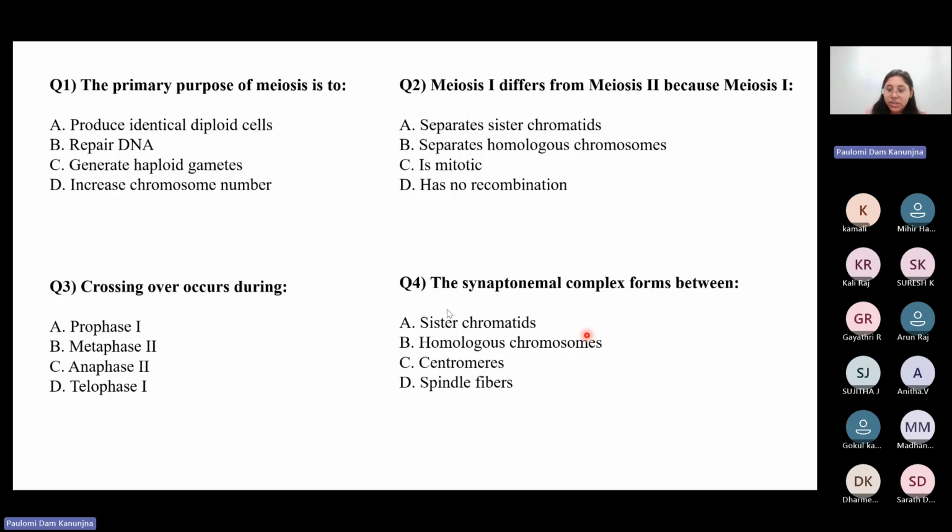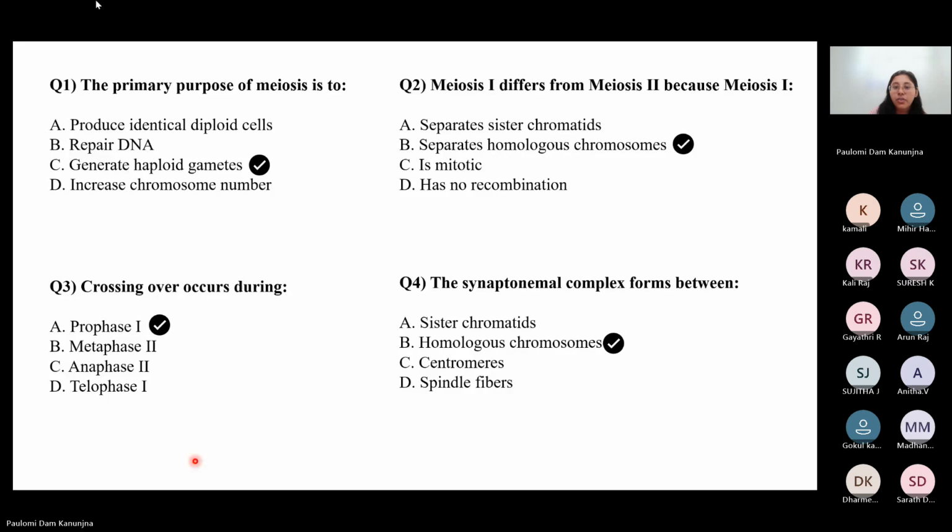Okay, let's give the answers, which are easy for that matter. All right. So C, B, A, and B. So the primary purpose of meiosis is to basically generate haploid gametes, right? It happens only in germ cells. Meiosis 1 differs from meiosis 2 because meiosis 1 separates homologous chromosomes. Remember this distinction, very important. Sister chromatid separation happens in mitosis or meiosis 2.